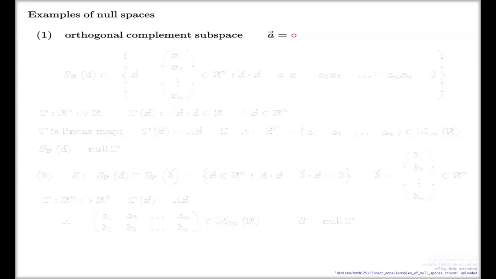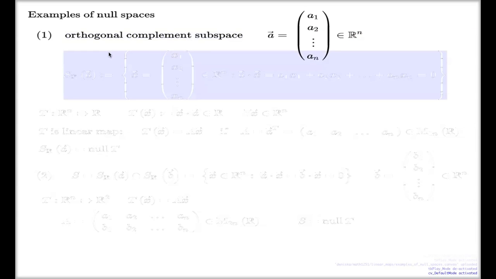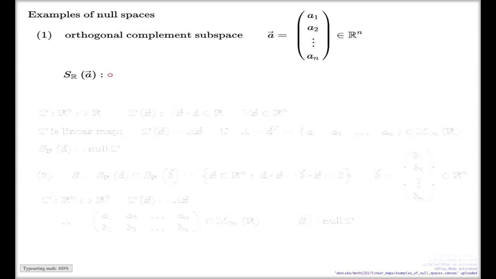That's how we introduced the orthogonal complement subspace. This is just a blast from the past. If I fix a vector a with n components in Rn, this symbol, I used it to denote the orthogonal complement subspace, if you remember, and that's how I defined that.